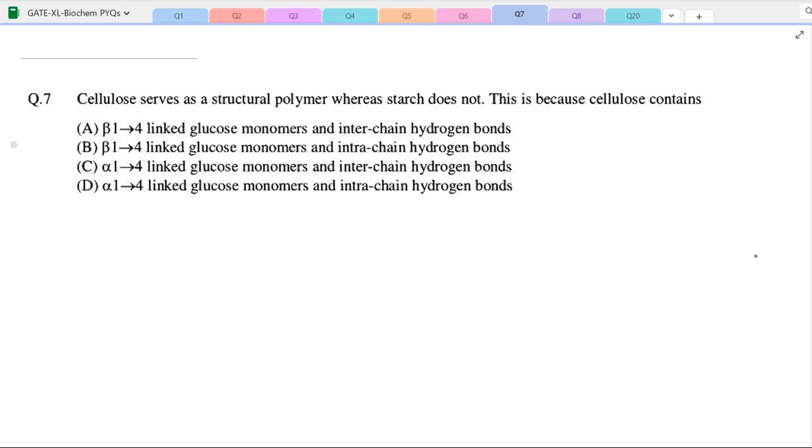Cellulose serves as a structural polymer, whereas starch does not. This is because cellulose contains... So basically cellulose has beta-1,4 linked glucose monomers, and there are also interchain hydrogen bonds, not intra. So interchain is between two chains, whereas intra is within the same chain. So since cellulose serves as a structural polymer, it has the beta-1,4 linkages between the glucose monomers, and it also has these interchain hydrogen bonds, and hence it is a structural polymer. This is a simple question. Moving on to the next question.